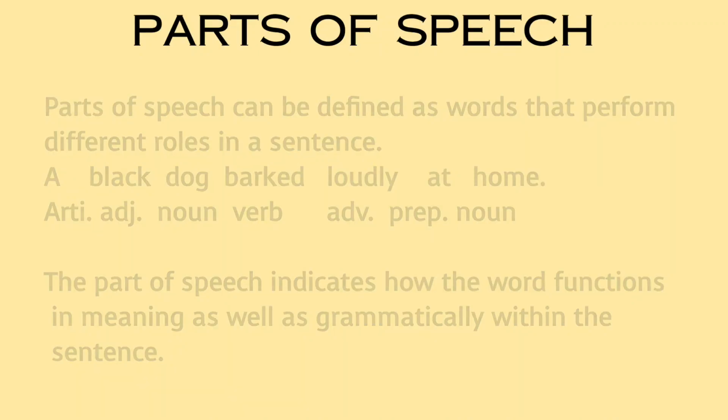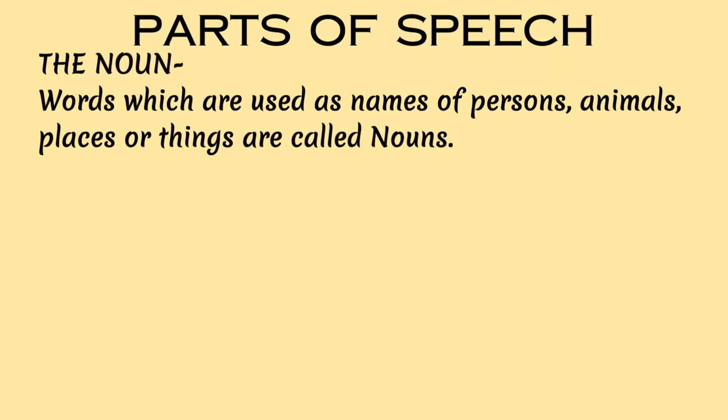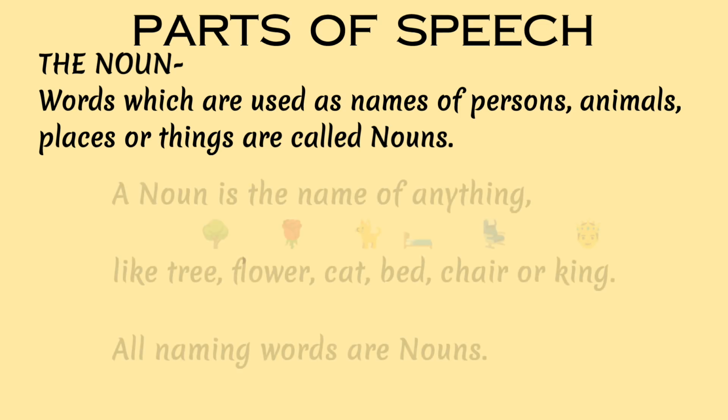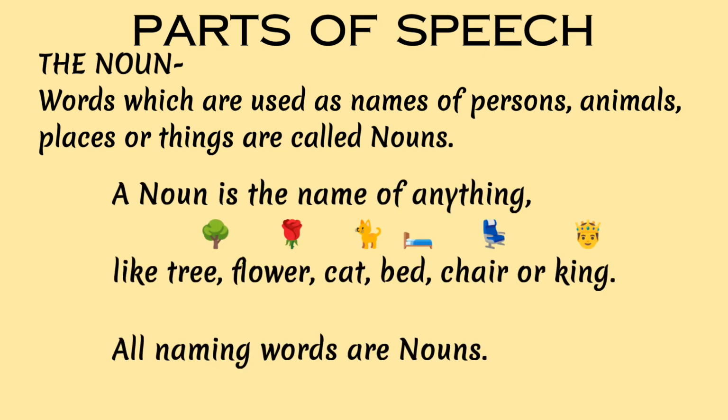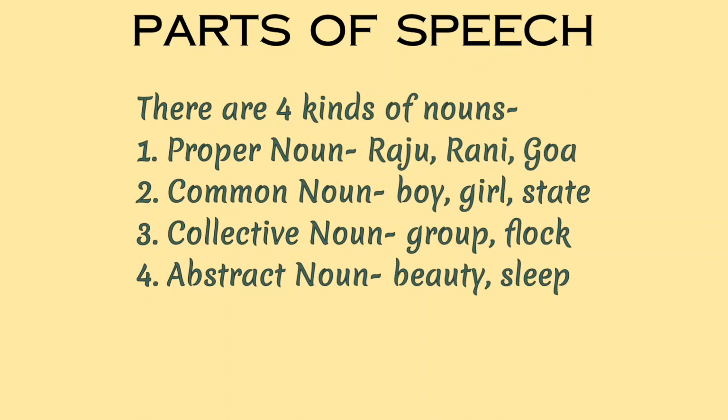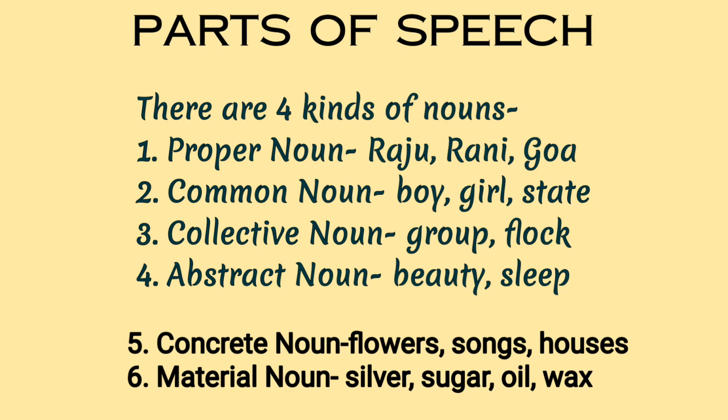The first one, noun. Words which are used as names of persons, animals, places or things are called nouns. A noun is a name of anything, like tree, flower, cat, bed, chair or king, queen, all are nouns. We are giving the name for these things. All naming words are called nouns. There are 4 kinds of nouns: proper noun, common noun, collective noun, and abstract noun.